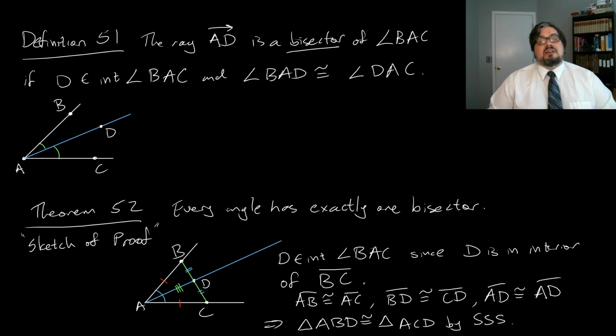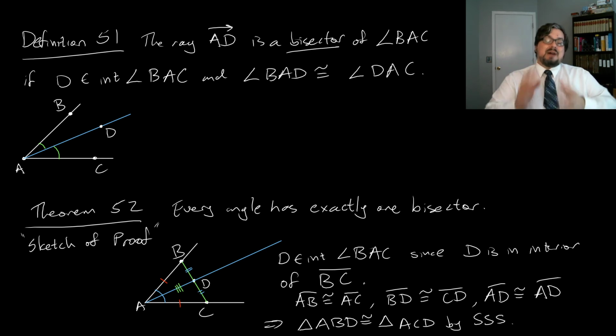From there, we have that corresponding angles are congruent, and therefore that'll tell us that the two angles we want are congruent, and that gives us the existence of the bisector. The uniqueness of the bisector will follow a similar path.